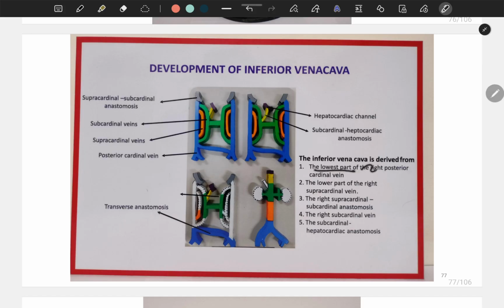First is lower part of the right posterior cardinal vein. Lower part of a right posterior cardinal vein. Okay. And next, lower part of the right supracardinal vein. Okay. See, that means it is derived. I will show you.